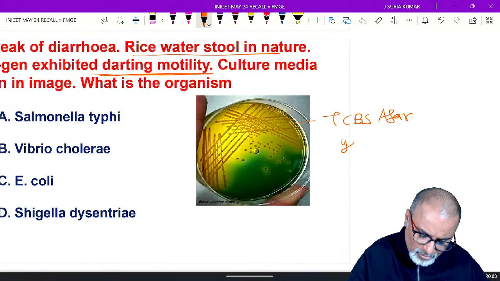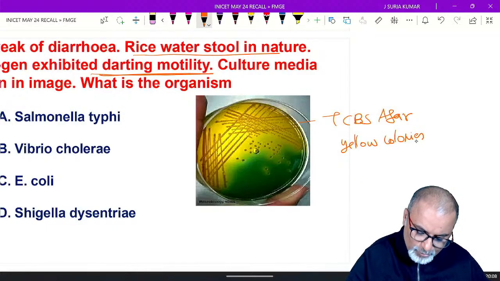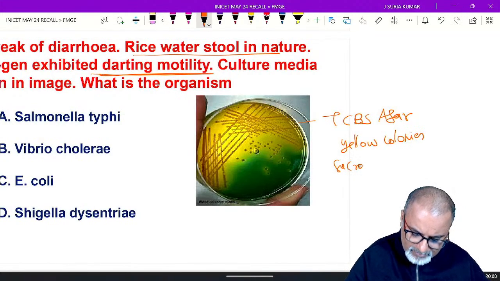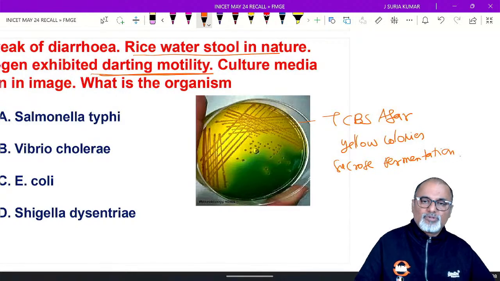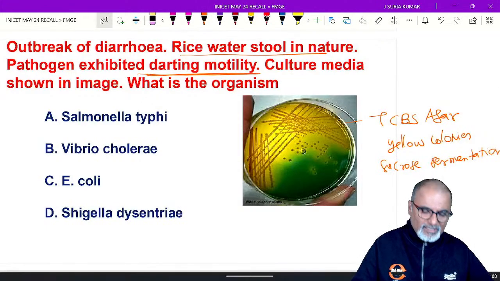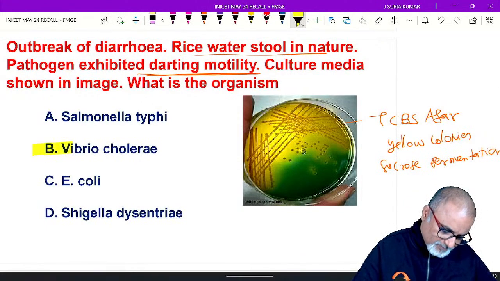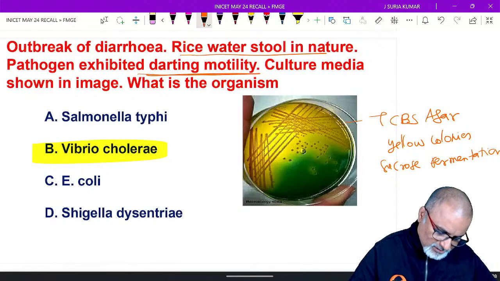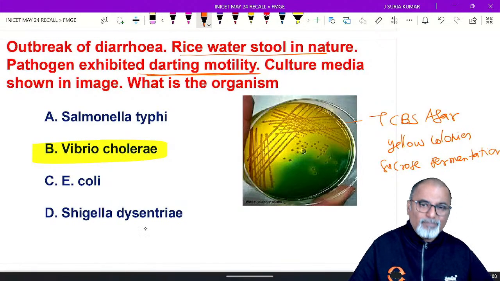It produces yellow colonies due to sucrose fermentation. So it's Vibrio cholerae, because Shigella dysenteriae produces bloody diarrhea, bacillary dysentery. Rice water stool, outbreak, darting motility, that is important.